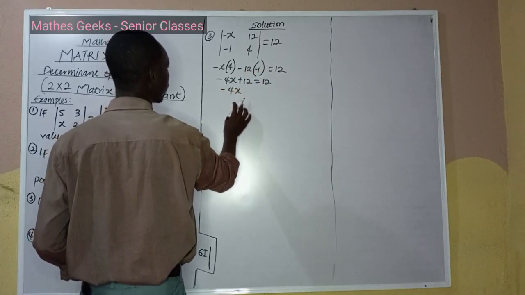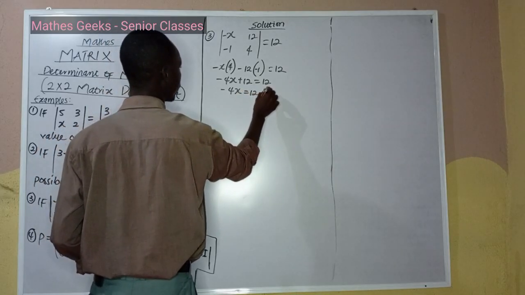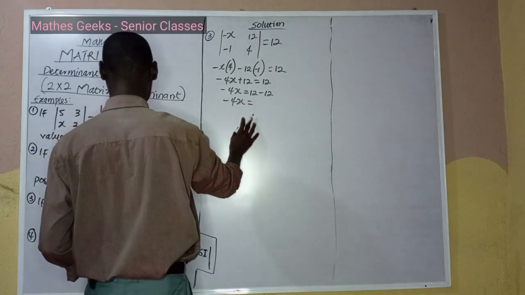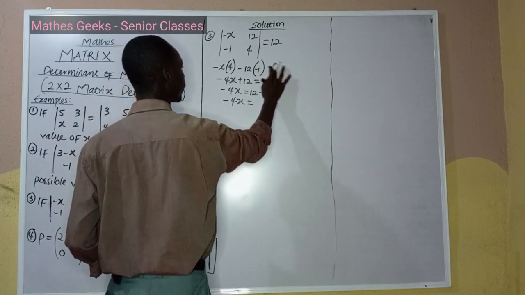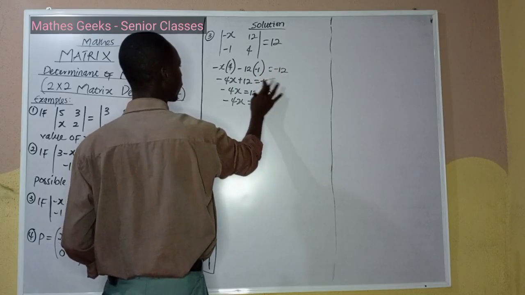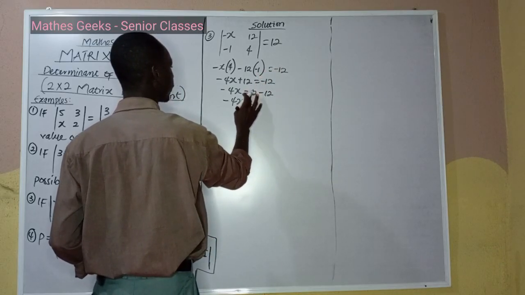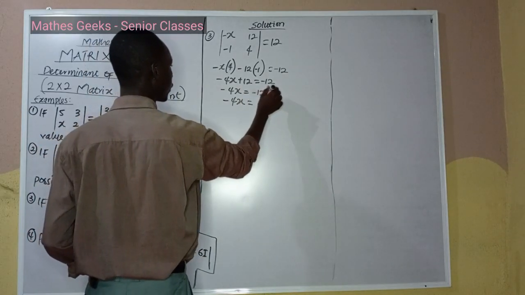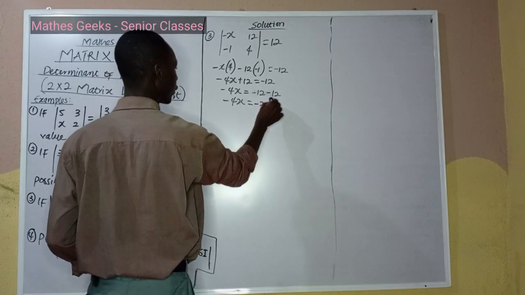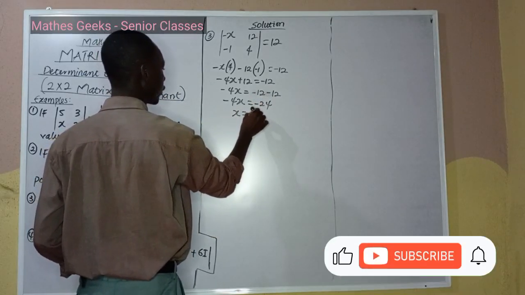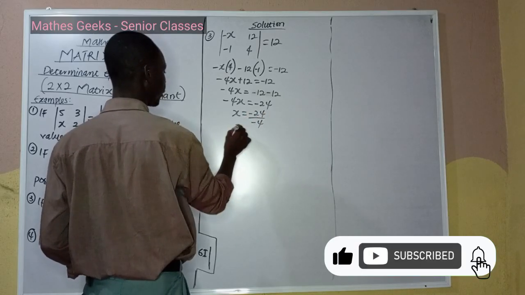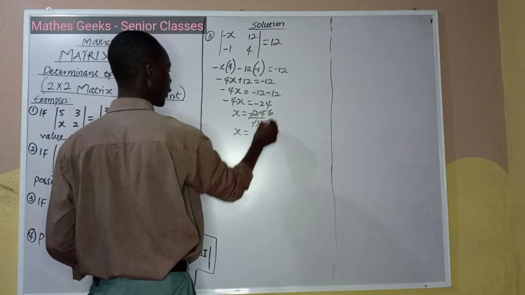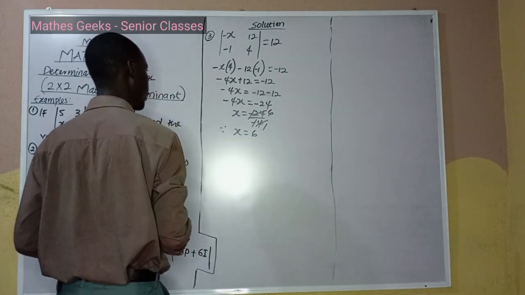So minus 4x plus 12 is equal to 12. So minus 4x is equal to 12 minus 12, minus 12. Minus 4x is equal to minus 24. So x equals minus 24 over minus 4. This will cancel out, 4 times 6 is 24. x is equal to 6.